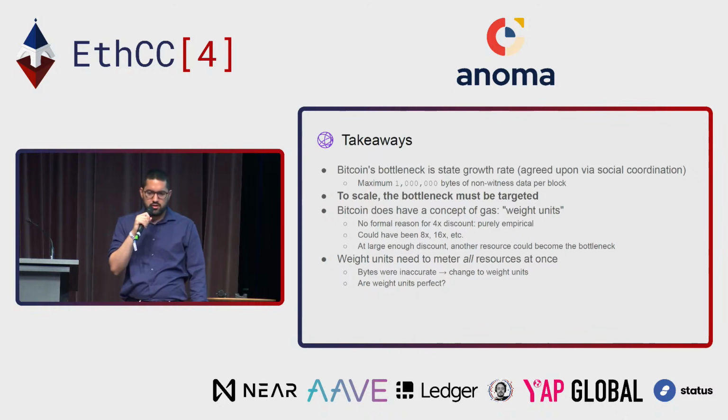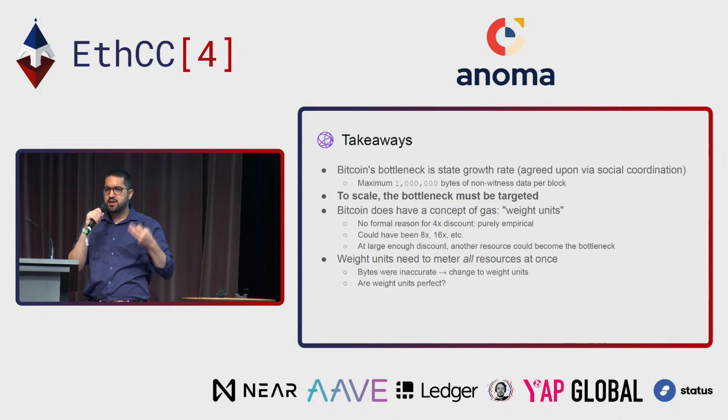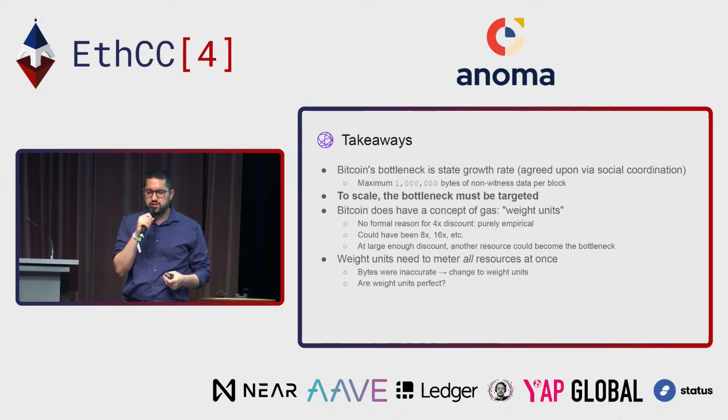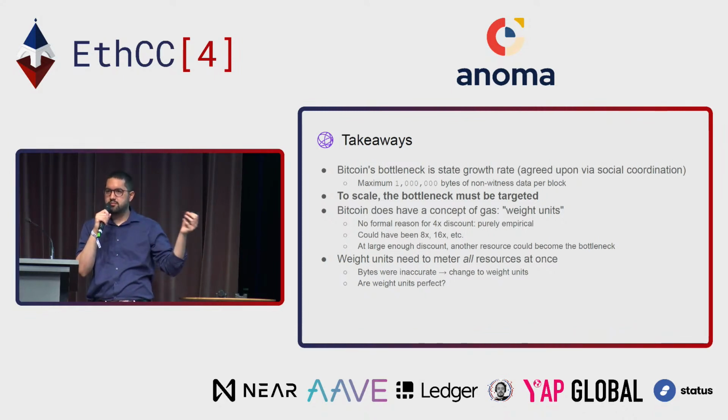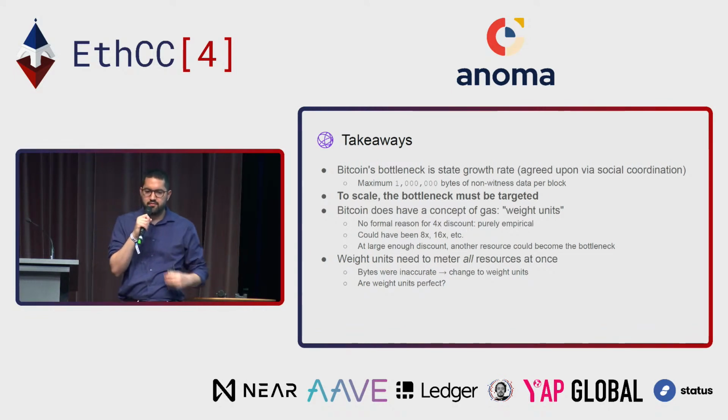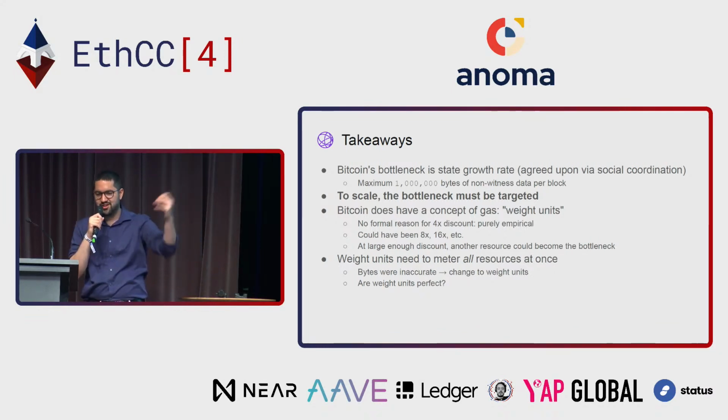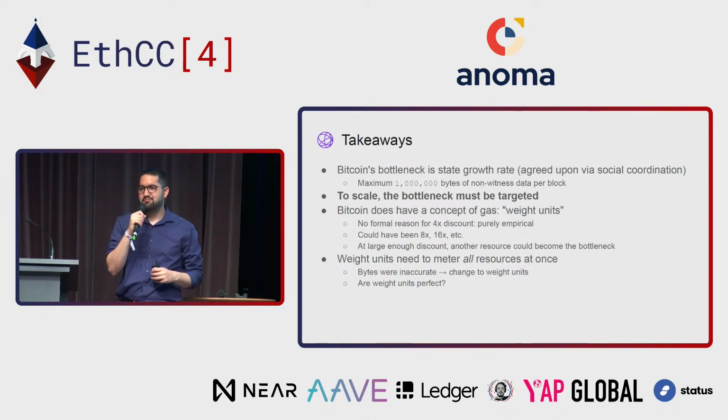Okay, so Bitcoin does have a concept of gas, contrary to popular belief, and they call it weight units. And there's no really formal reason for why the discount was given for a parameter of 4. Having a discount, hopefully we see from previous slides, is a good idea, because it allows us to not increase the load on the bottleneck. But why 4? Why not 8 or 16 or 1,000? There's actually not a formal reason here. This is the dirty secret of the blockchain world. You basically just run some experiments and think about it a bit.